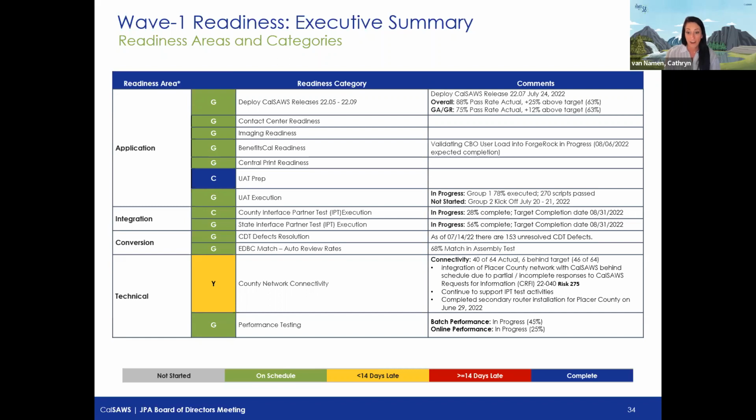For integration areas, that is broken down on the project side by 2 different categories. The first is the county interface partner testing, and the next is the state interface partner testing. On the project side to date, both of those activities are on schedule. Both are slated to be completed before the end of August.